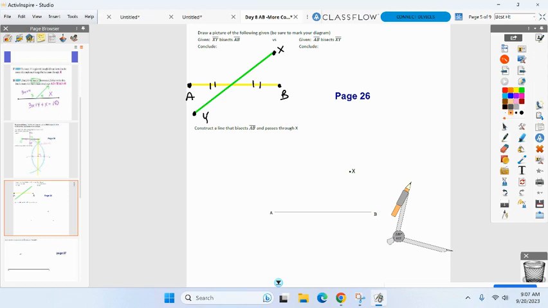Good, now your congruent mark should be on what segment? Where are your congruent marks, on AB or XY here? Should be on XY, yep. There should be no markings on AB on this one.